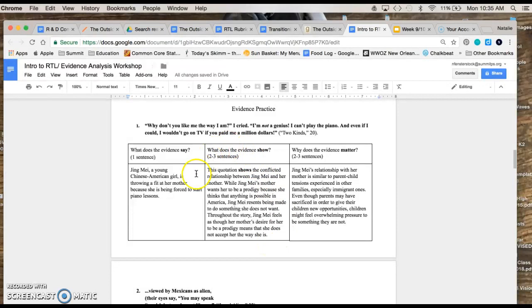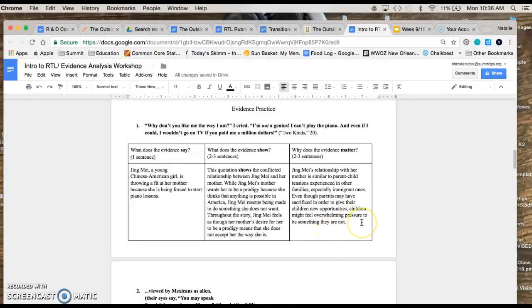Okay, so this is all about the meaning of the text itself and the story. How does this quote fit within the story? What does it show us about the characters and their relationships? So it's all story-based. The last piece of this is, why does this evidence matter? This is that really high-level question. We're trying to make connections to the world, to other texts, and to really understand the larger meaning of this piece of evidence in the scope of this story.